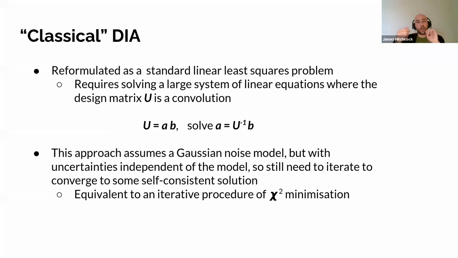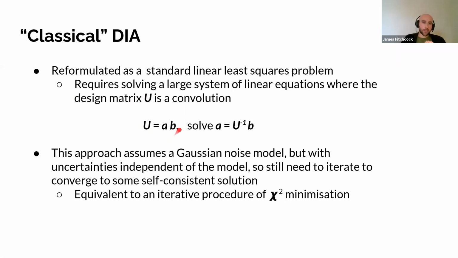And you can, by reformulating it as a standard linear least squares problem. Again, you're assuming a Gaussian noise model here, but you're dropping the dependence of your uncertainties on your model parameters. But this does allow you to reformulate it as a standard linear least squares problem, where we can specify a design matrix to represent the convolution.